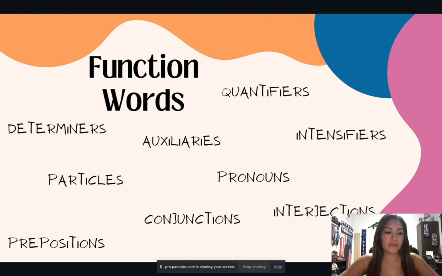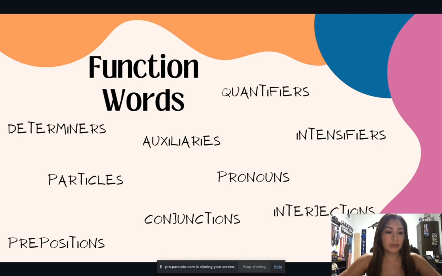Function words. Function words serve different purposes. Function words include determiners, quantifiers, pronouns, auxiliaries, prepositions, conjunctions, intensifiers, interjections, and particles. Determiners precede nouns and include articles like a and the. Demonstratives like this and those, and possessives like my and their.